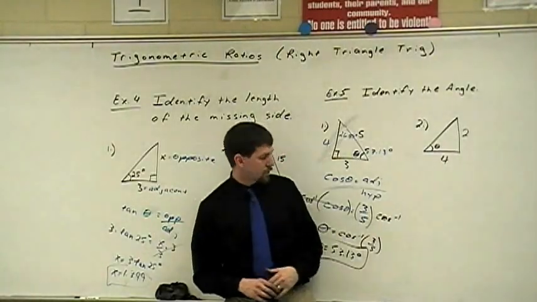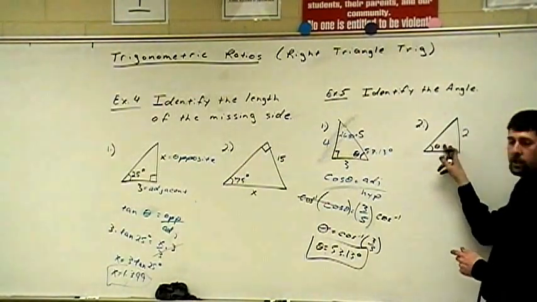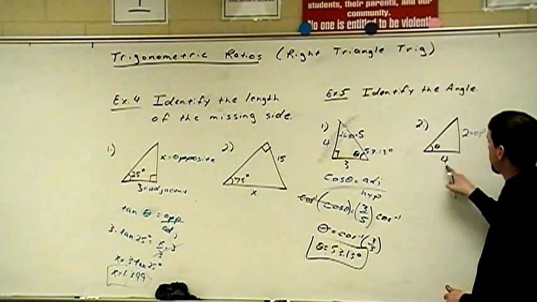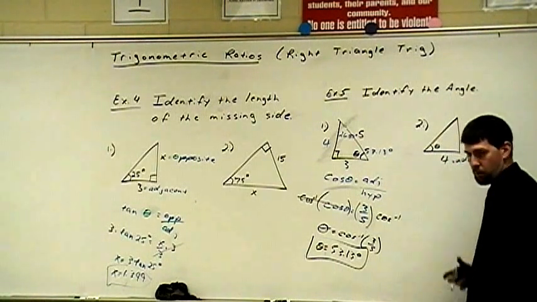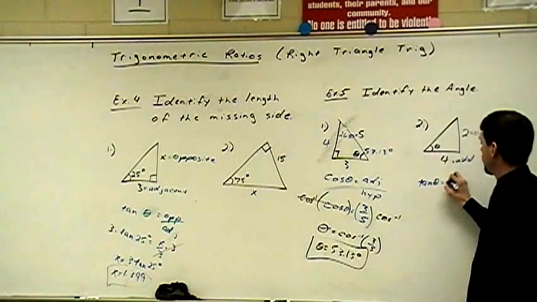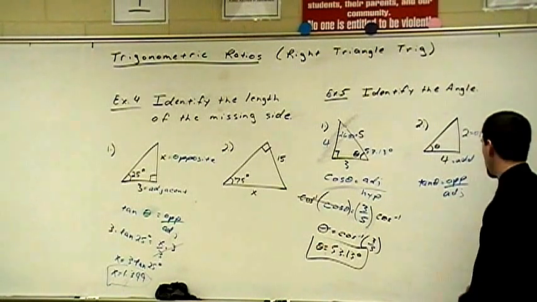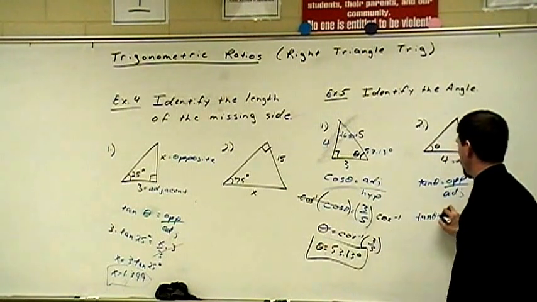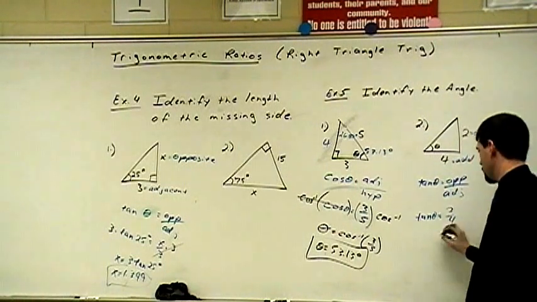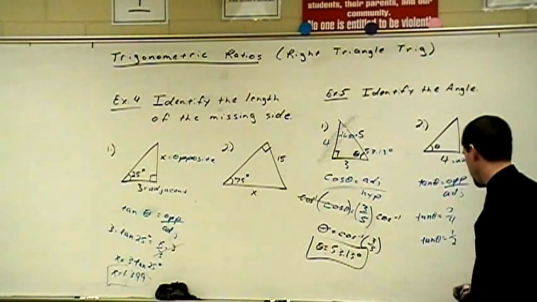Now, looking at number 2 here, we got to look at what information is given. I'm given an angle. I'm given the side opposite. I'm given the side adjacent. So what uses opposite and adjacent? Tangent. Tangent of theta is equal to opposite over adjacent. So tangent of the angle we're looking for, theta in this case, is 2 over 4. And you can reduce that to 1/2 if you want to. We're going to punch it in the calculator, so it doesn't matter. It'll do it for you.